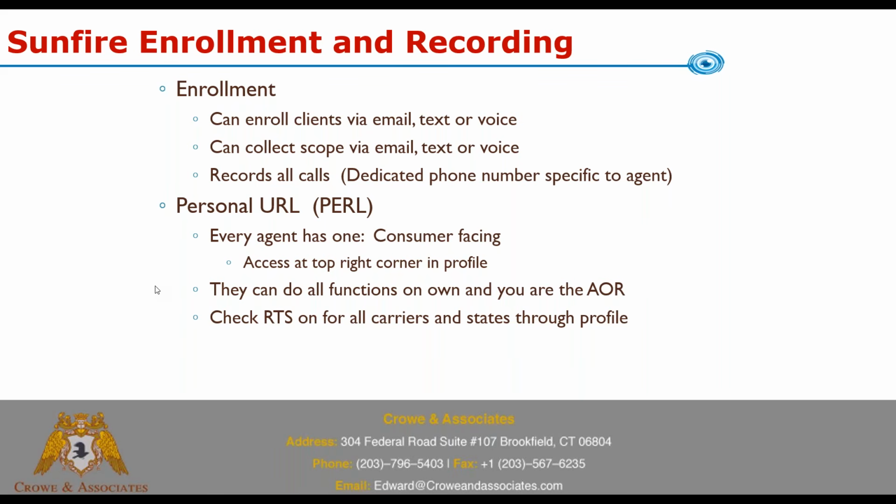Sunfire has a PURL, and this is really underutilized. The PURL, the personal URL, is a website that everybody who can log into Sunfire has. It's personalized to you, and it's compliant. Customers can go on there and do everything in Sunfire that you can do, but from a consumer-facing standpoint. They can quote, compare, and enroll. If they enroll in the plan, you'd be the agent of record on that plan. And you can put your PURL on your website and in your email. It's a static URL that doesn't change. In the demonstration, I'm going to show you where to access it.